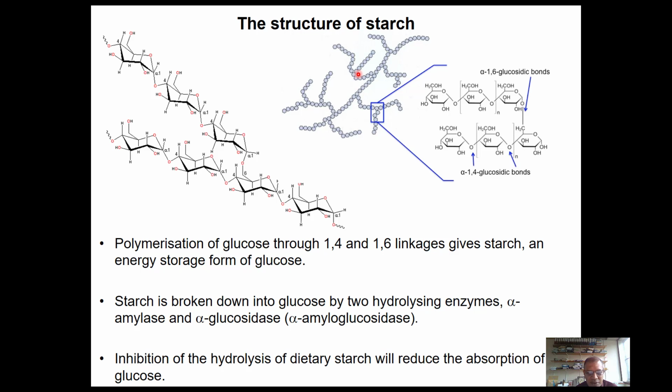And this is the structure of starch, so it's a suitable storage vehicle for glucose. This then needs to be broken down back into glucose in order to provide energy. This is done in humans by two hydrolyzing enzymes, amylase and glucosidase, which break down these glycosidic linkages present within starch and produce glucose. If this process can be inhibited, that reduces the absorption of glucose from starch in the diet, and that is beneficial in the treatment of diabetes.